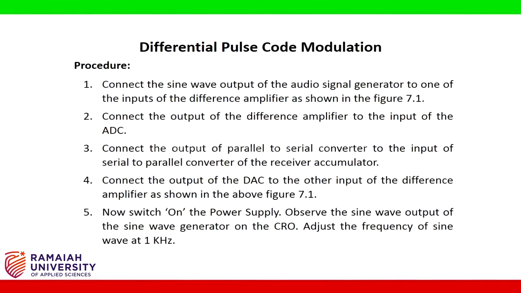Connect the output of the parallel to serial converter to the input of the serial to parallel converter of the receiver accumulator. Connect the output of the DAC to the other input of the difference amplifier as shown in the above figure 7.1. Now switch on the power supply, observe the sine wave output of the sine wave generator on the CRO, and adjust the frequency of the sine wave to 1 kHz.